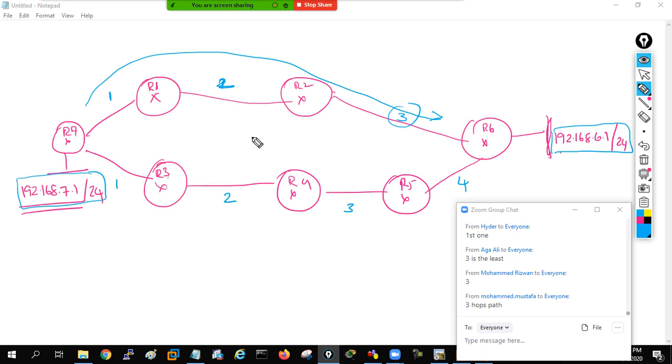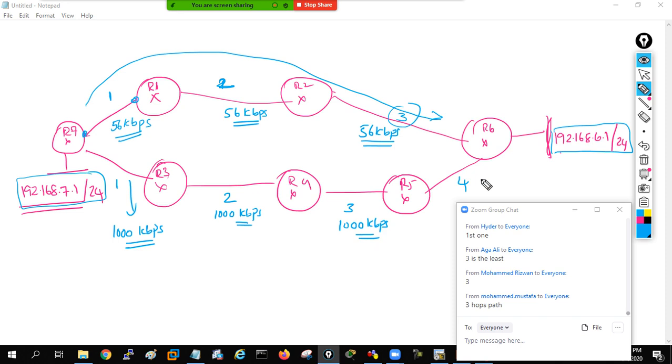Now, again, I will give you something. Let's say router 7 to router 1, the speed of the link is 56 kbps. Router 7 to router 3, the speed of the link is 1000 kbps. And here also 56 kbps. Here also 56 kbps. The speed of the link, guys. Don't feel bad, because this is the bandwidth. And here again 1000, this is huge. Here also 1000. Here also 1000. For you to understand, I am explaining all this stuff, guys.